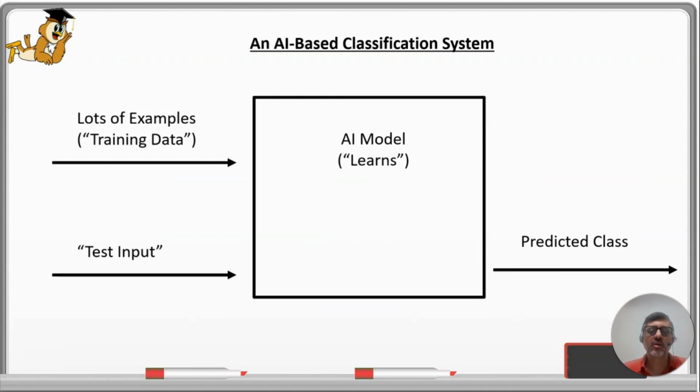Then we talked about what an AI-based classification system looks like. An AI-based classification system essentially has an AI model to which we feed a lot of examples which are known as training data. The AI model then learns on the basis of this training data. That's called the learning. And then when the AI model has learned, if you give it a priorly unseen test input, a test input that was not seen earlier, it will predict the class or category of that test input. So that is what an AI-based classification system looks like.